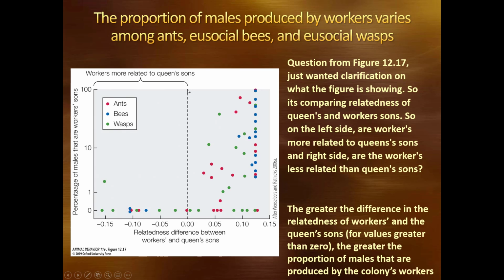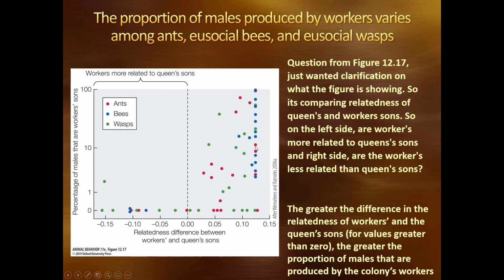So what we want to do is look a little bit more at this dotted line here, which would say that worker sons have the same relatedness as queen sons. As this number gets bigger, we're seeing a greater difference in relatedness between the worker sons and the queen sons. If workers start to produce a lot of males, then the males that are out there are going to be less related. As we increase this difference between the relatedness of worker sons and queen sons, we also see more workers actually producing sons, right?